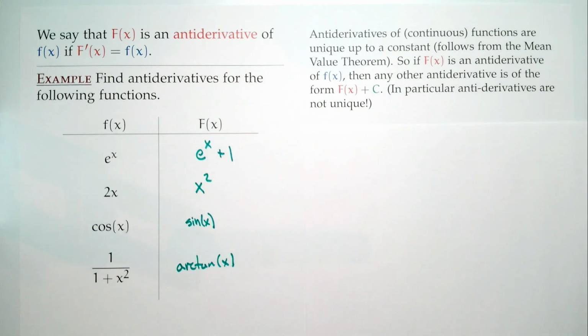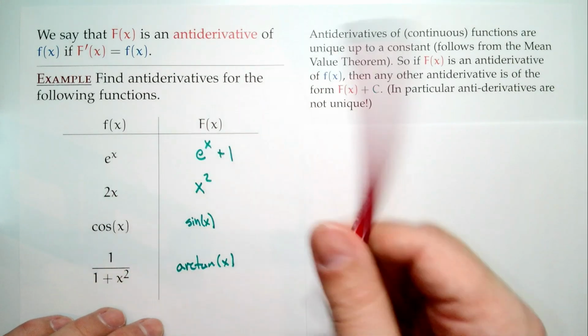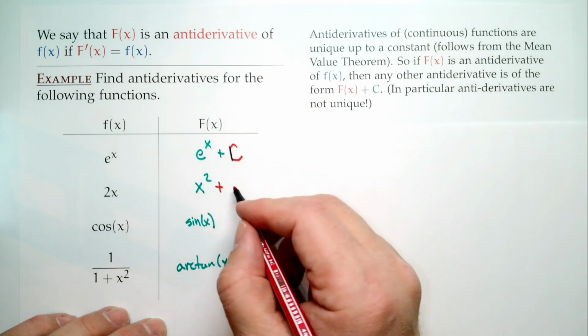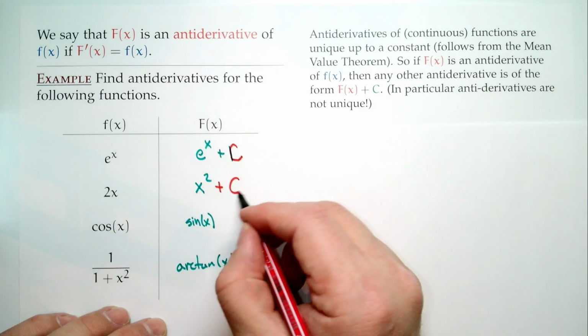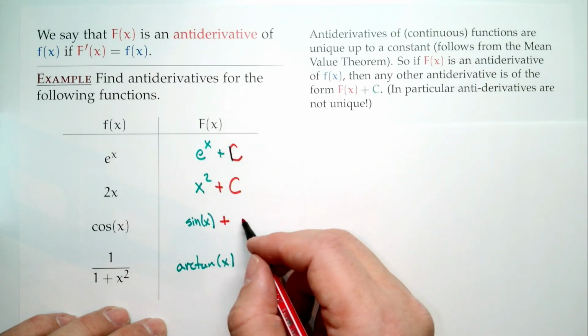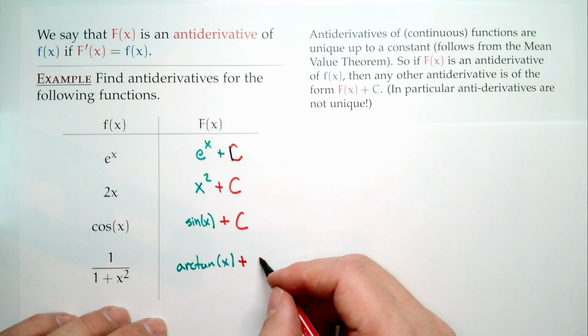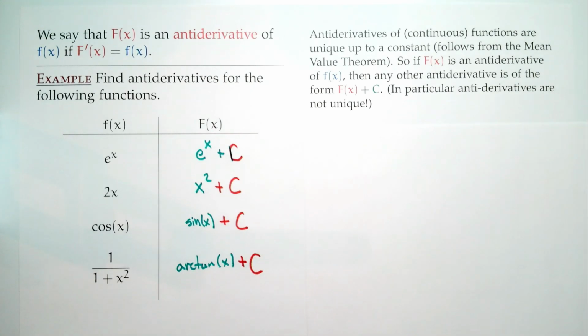All right, so that tells us that we can go through now and actually update and say, if I have e to the x, the antiderivatives have the form e to the x plus c. Antiderivative of 2x is x squared plus the constant. Antiderivative of cosine of x is sine x plus the constant. And antiderivative of 1 over 1 plus x squared is arctangent of x plus the constant.